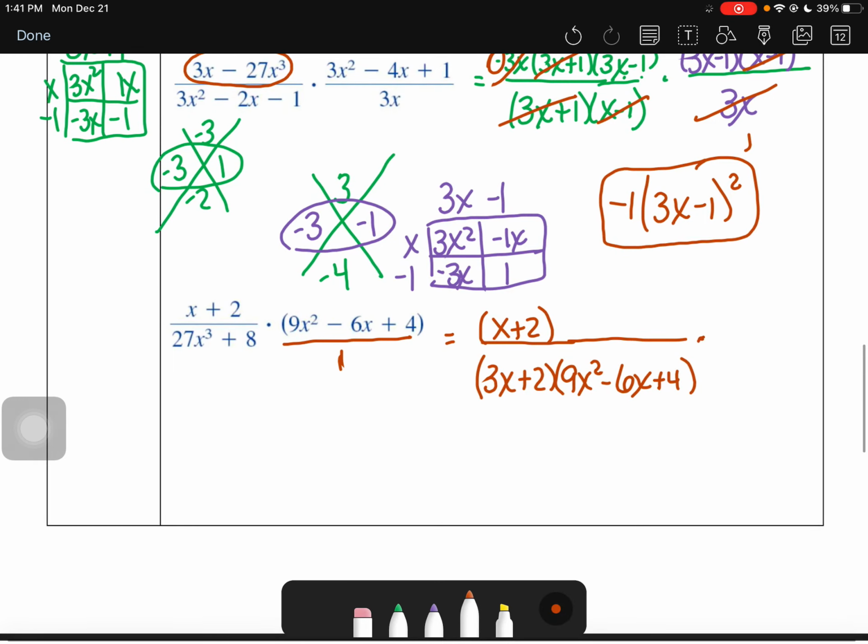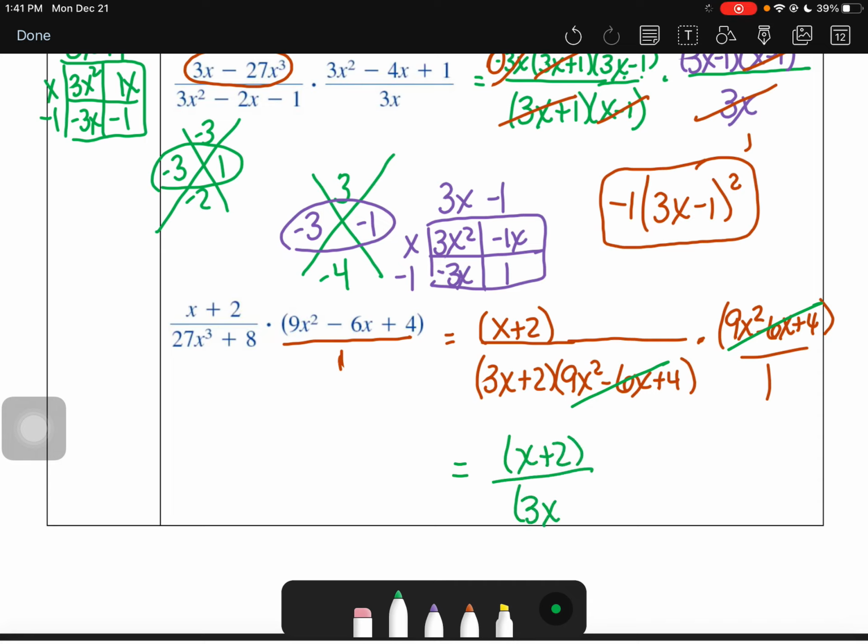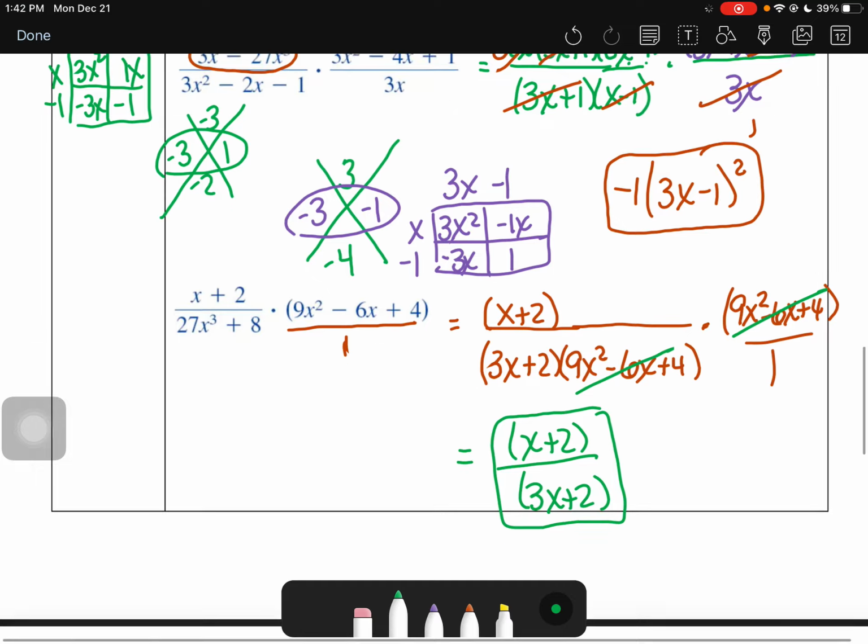So that would be times, and then it looks like we have the exact same trinomial on the top over 1. So to simplify, we can cross those out. They will simplify, and our final answer is x plus 2 over 3x plus 2. And even though those two look similar, they are not the same, so they cannot be simplified.